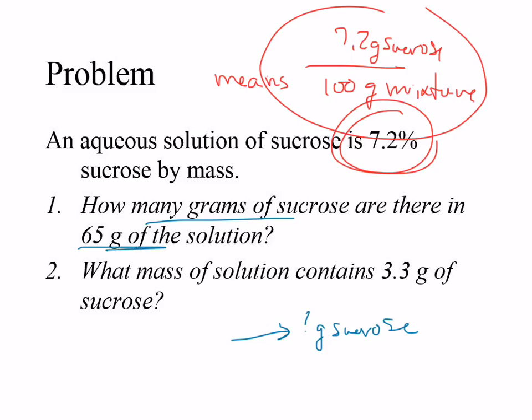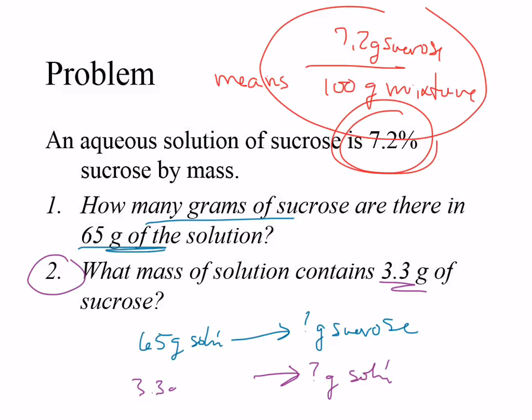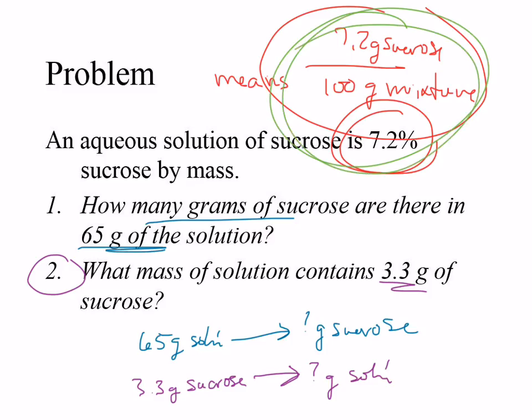And then over here, we're starting with 65 grams of solution, SOLN for solution. Solution is the mixture. And for the second one, what is the mass of solution? So we're looking for question mark grams of solution. It goes over here on the right. It contains 3.3 grams of sucrose. And in both of those, I'll show you on the next slide, we can use that weight percent to get from left to right.